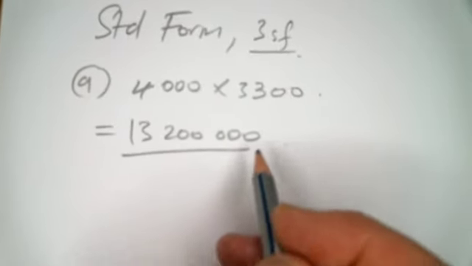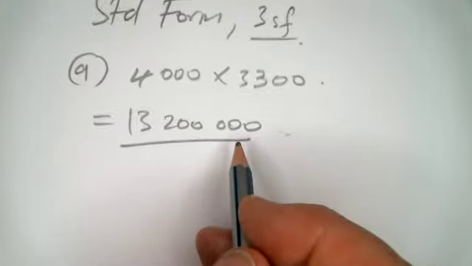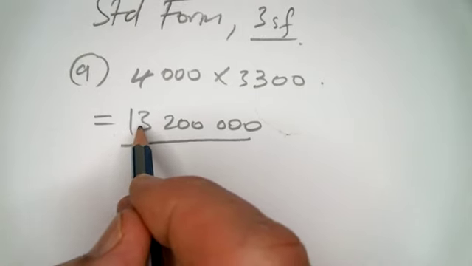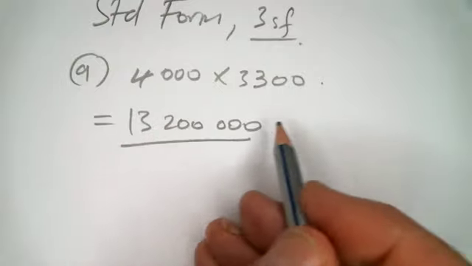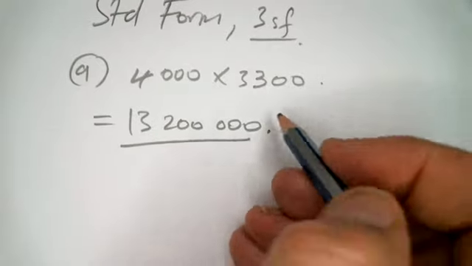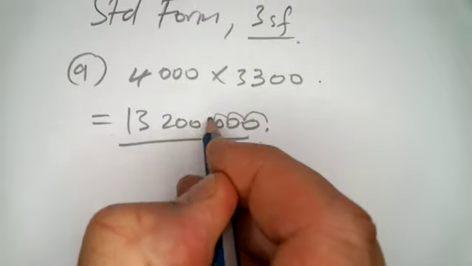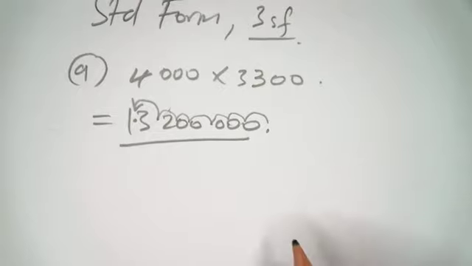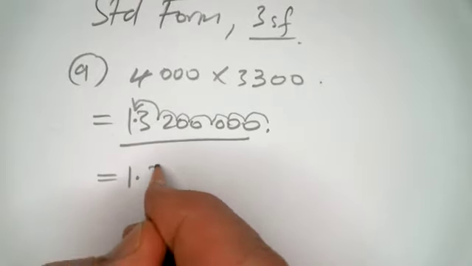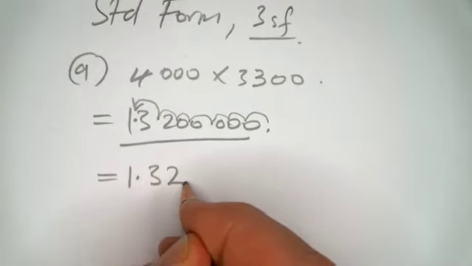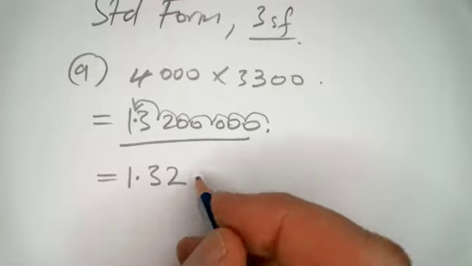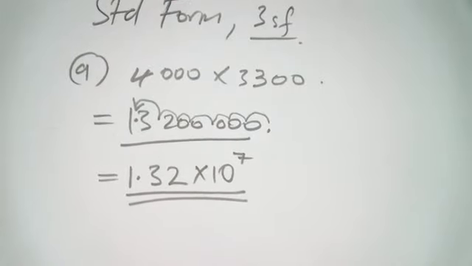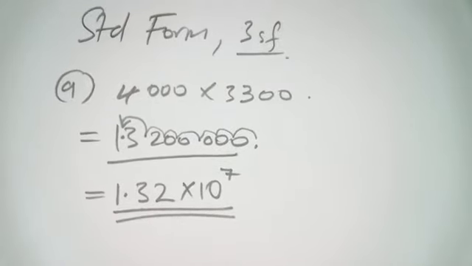So this is what we're looking at, and we want to have a single digit and then a decimal place. So how do we get the decimal place? Because at the moment, the decimal place is always to the right of the number. So it's going to move 1, 2, 3, 4, 5, 6, 7 places to arrive there. So it's going to equal 1.32. That's my 1, 2, 3 significant figures times 10 to the power of 7. And there's my solution. So that's all we had to do.